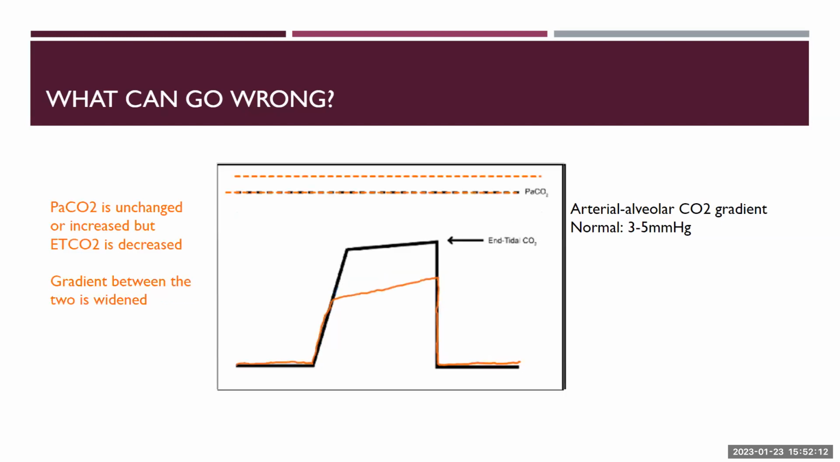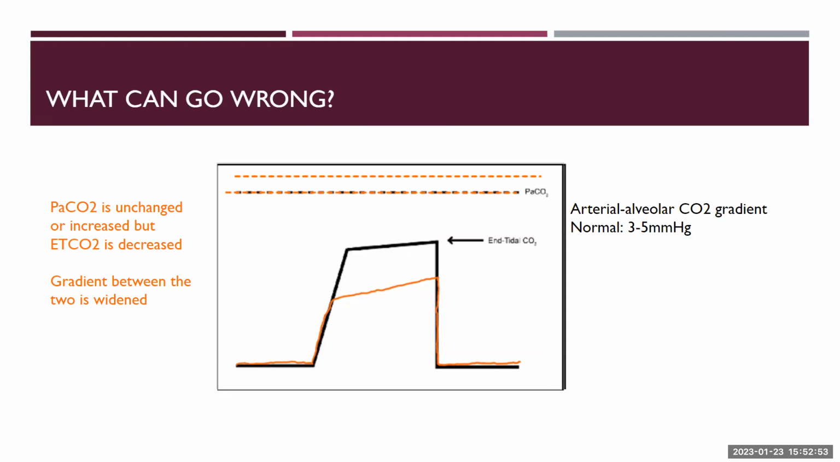I think there was this last one where it's unchanged or increased, but the EtCO2 decreases. And so the gradient between the two is widened. Any thoughts on this one? Is that just like the ventilator isn't really working? Like there's something wrong with the machine, or we didn't intubate them correctly? I don't know. Yeah, that's a good thought.